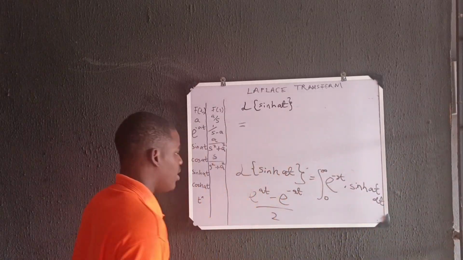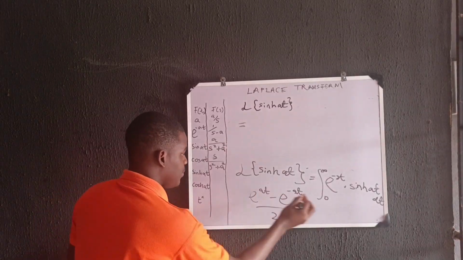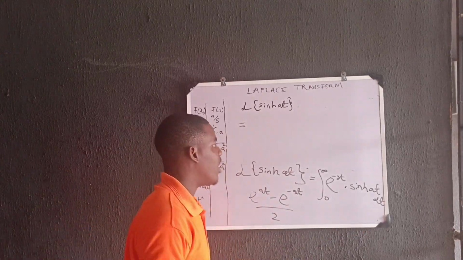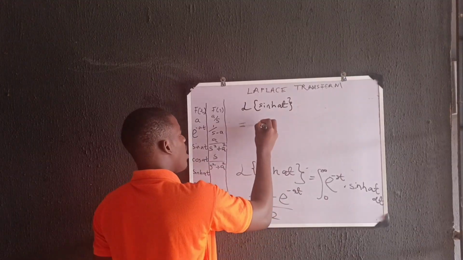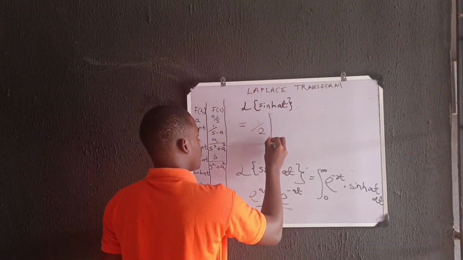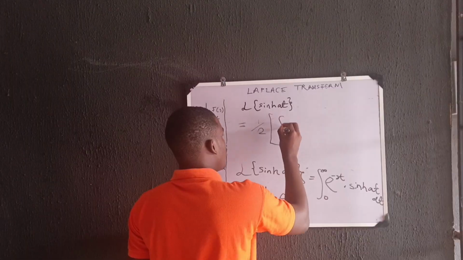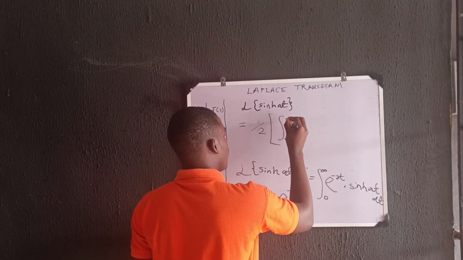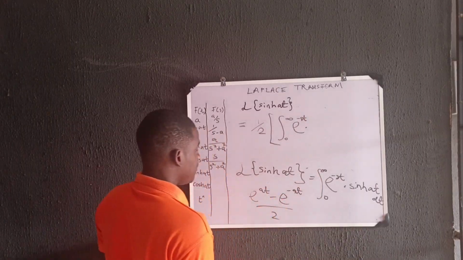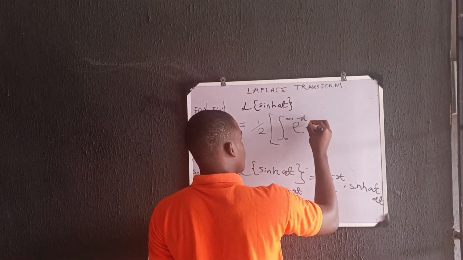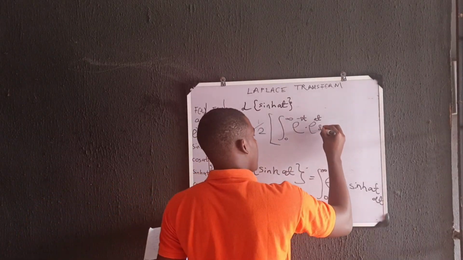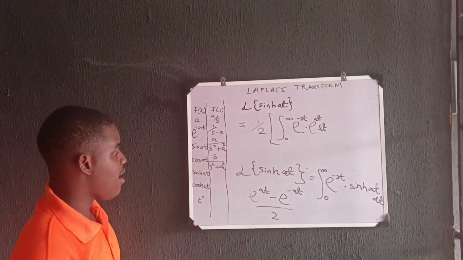So looking at this now, what are we going to have? If we carry this and dump inside here in place of sine at, see how we are going to simplify it. First, we are going to bring 1 over 2 out of the entire integral. Then the first integral is going to be from 0 to infinity, of course, e to the negative st, dot what? e to the power of at, right? dt. That is what we are going to have.